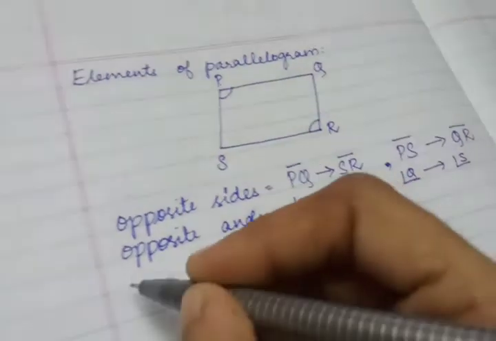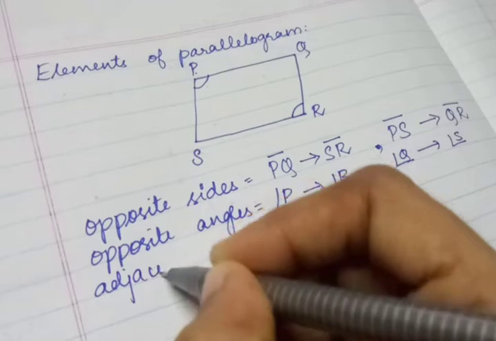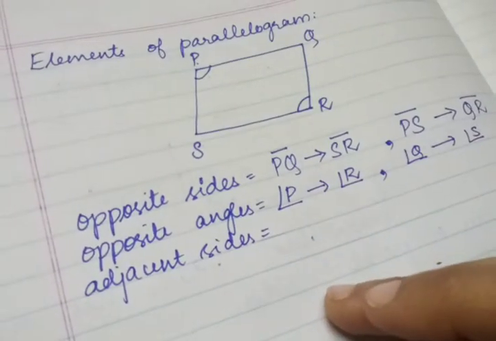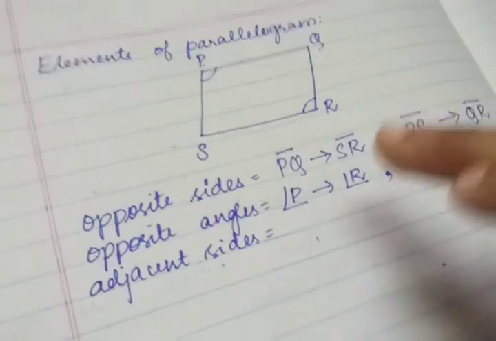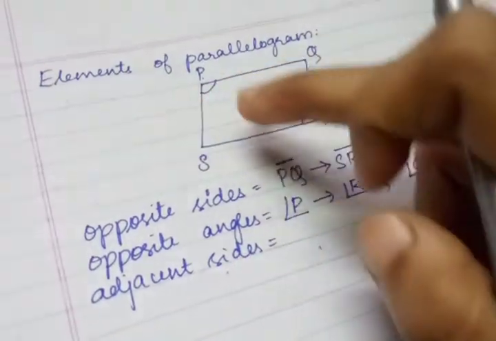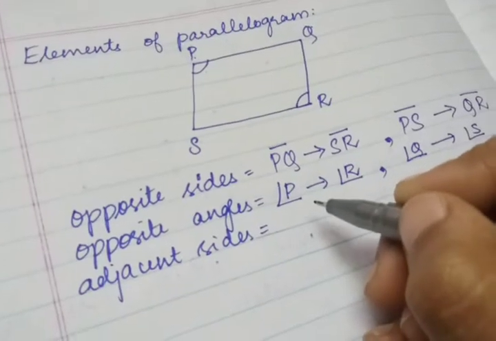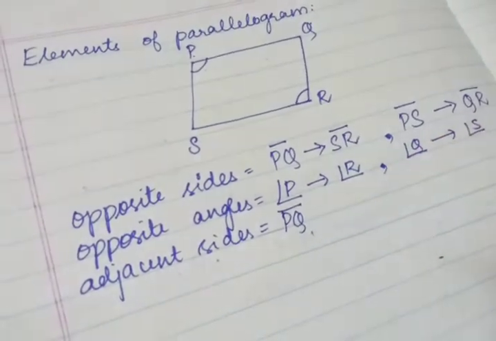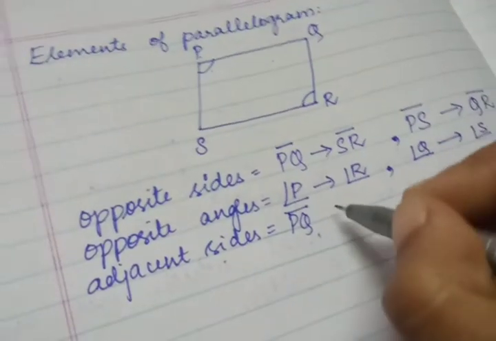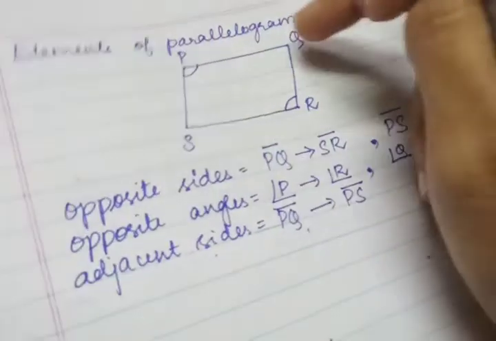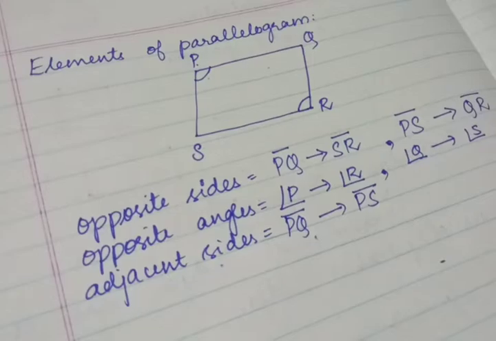Next, adjacent sides. We have already dealt with adjacent sides. What are adjacent sides? Near sides. This side is adjacent to this side, like a near side. Shall I write the adjacent sides now? Yes. For PQ you should put one bar above. PQ is adjacent to PS.